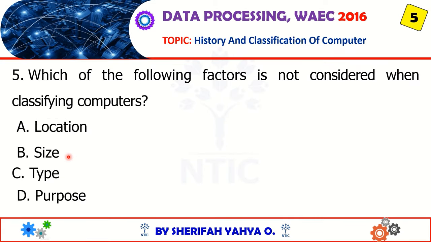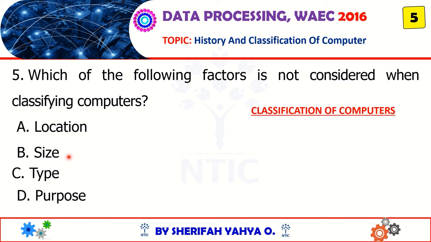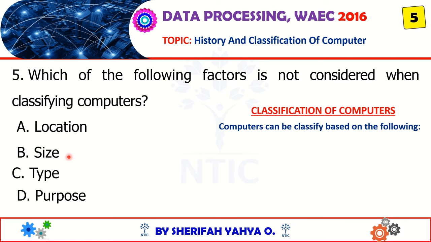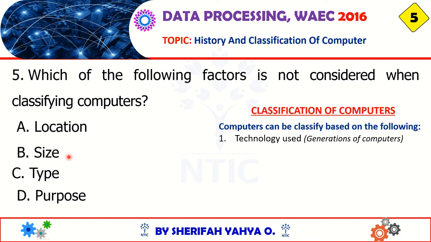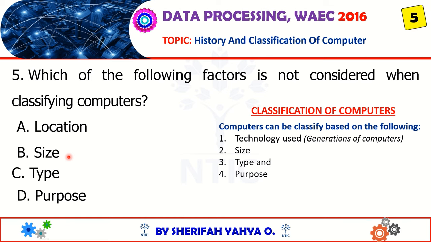Number 5, which of the following factors is not considered when classifying computers? This takes us to the classification of computers. Computers can be classified based on the following: based on technology used, which are the generations of computers, based on size, based on type, and based on purpose. So from the options, we can see that we have B as classification based on size, C, type, D, purpose. Then A, location, is the odd one. So therefore, our answer is option A.